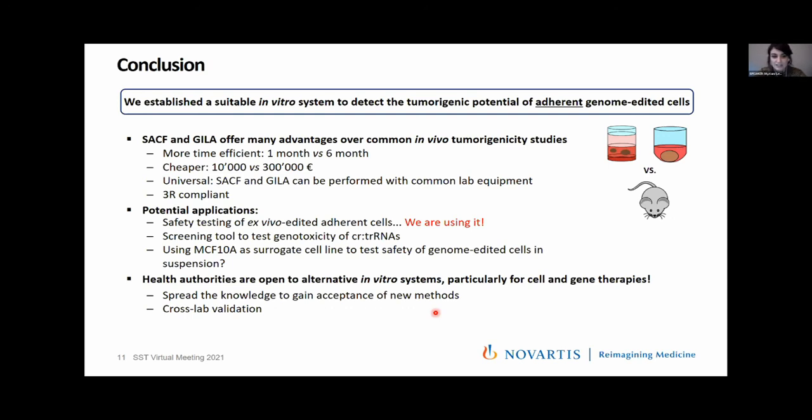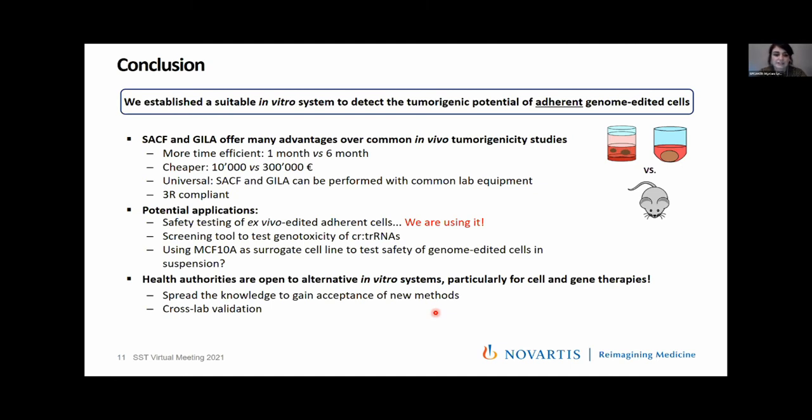Regarding potential applications, we are using it to test the safety of ex vivo edited adherent cells. However, I cannot go into specific applications here. And since the MCF-DNA are already expressing the Cas9 and we just need to electroporate, the system is super easy, so it can be used as a screening tool. And currently we are also investigating other cell lines, and we want to know how translatable the results that we have in MCF-DNA are to other cell lines. And ultimately, if MCF-DNA can even be used as a surrogate cell line to test cells in suspension.